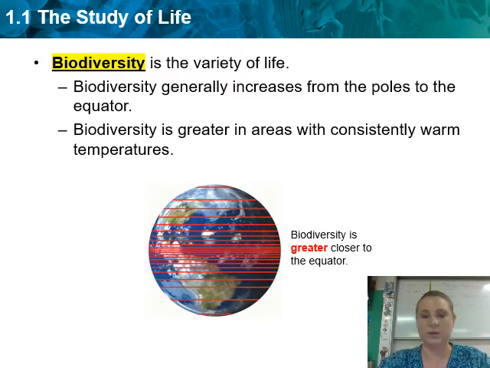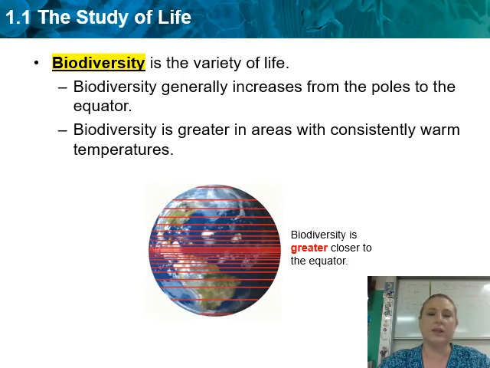If you look towards the North Pole and the South Pole, you'll notice those lines are further apart. But as you move towards the middle of the Earth, where we would find the equator, those lines get a lot closer together. That means there's a lot more biodiversity there along the equator. And why is that? Well, the temperature is warmer there. The warmer it is, the more tropical it is, the easier it is for things to survive. So if we look at our planet as a whole, biodiversity is greater in areas with consistently warm temperatures. Biodiversity is much higher near the equator.